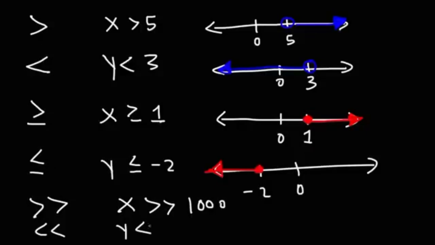This means that y is significantly less than some number, maybe it's less than 0.1, or much less than that. So when you see two arrows, it indicates extreme inequalities.